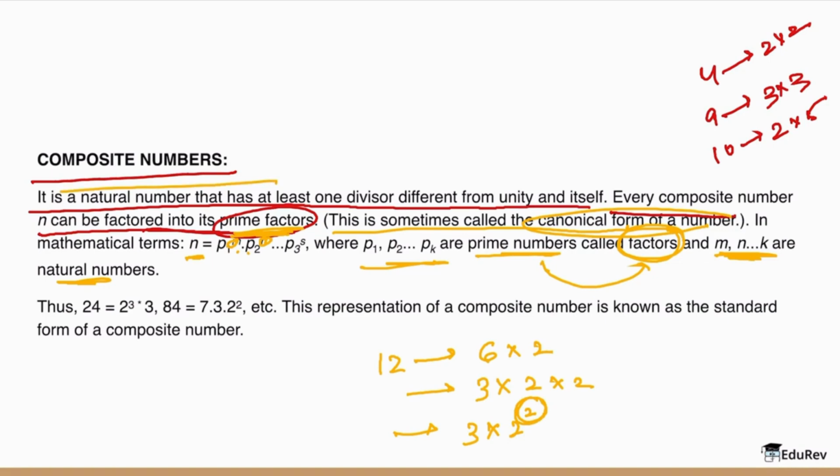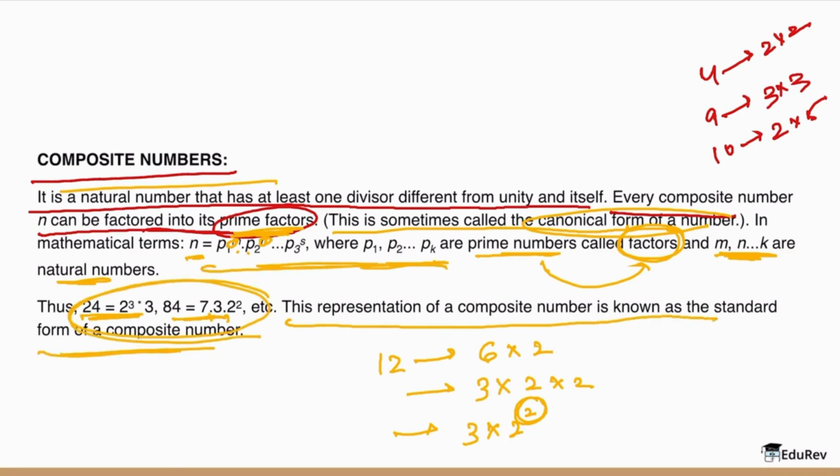Here some examples are given, for example 24 and 84. Here the dot does not mean decimal, it just means multiplication. Now this representation of a composite number is called the standard form of a composite number. This one is called the canonical form. It's as simple as that. It's one and the same thing, just the names are different.